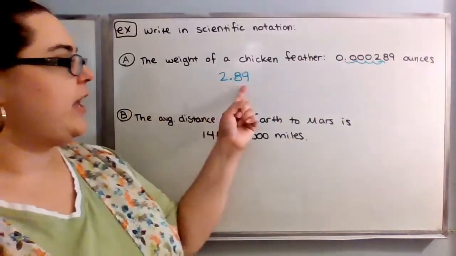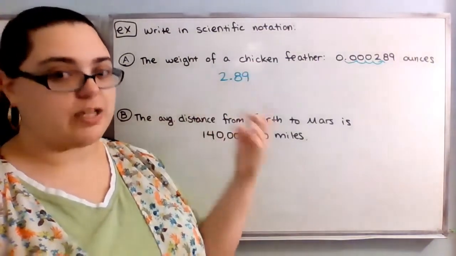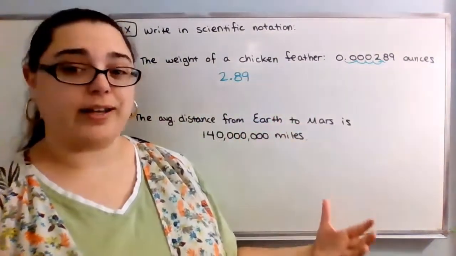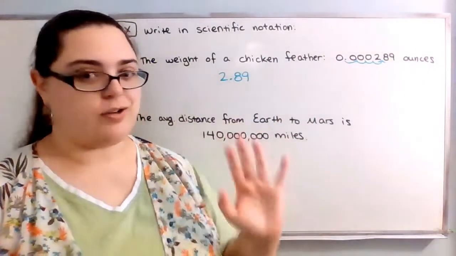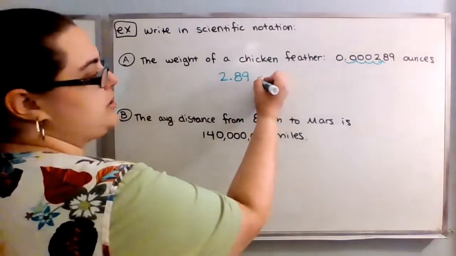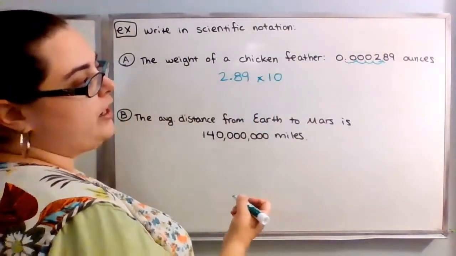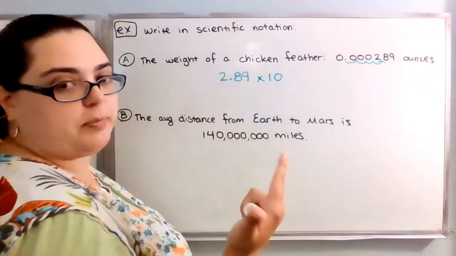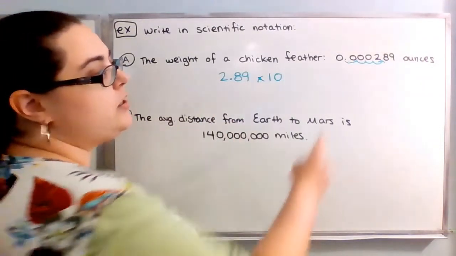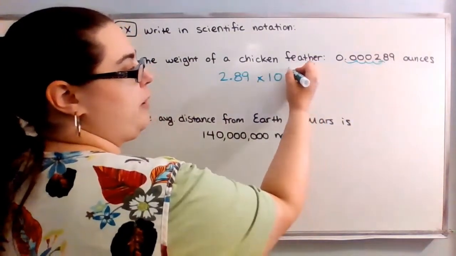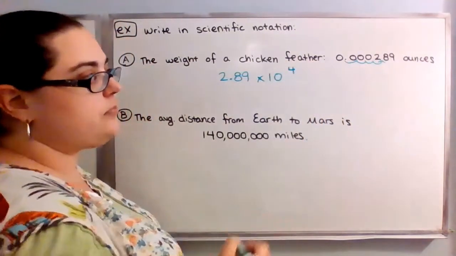So 2.89 is a number that's between 1 and 10. That's what we want. If I had moved it another spot, then I'd have 28.9, and that's bigger than 10, so I don't want that. So we have 2.89, and then this is going to be times 10 to a power. And that power is based on the type of number we started with and how many places we moved the decimal point. We moved the decimal point 1, 2, 3, 4 spots, so the power is going to be a 4.